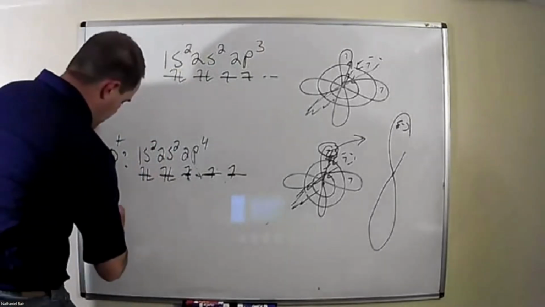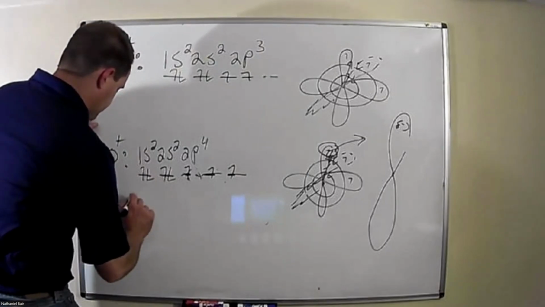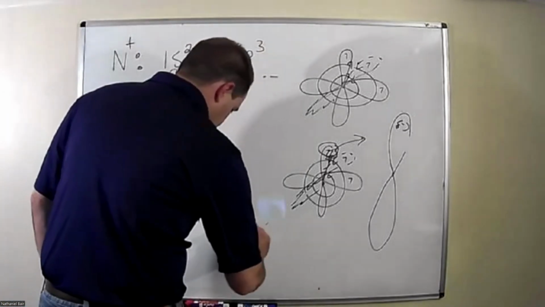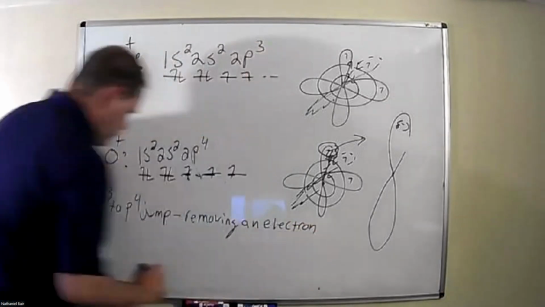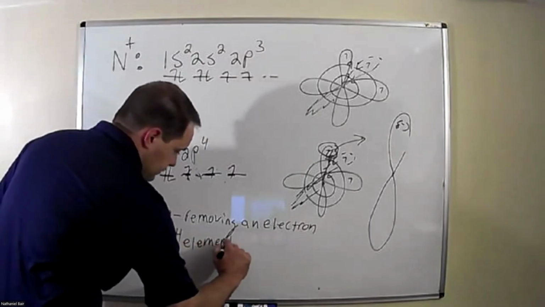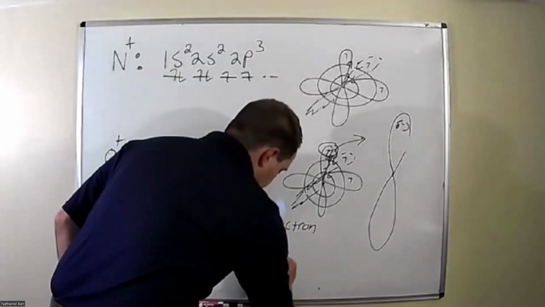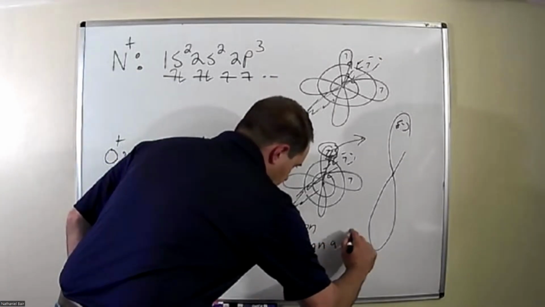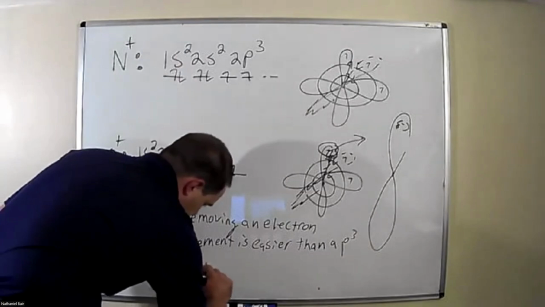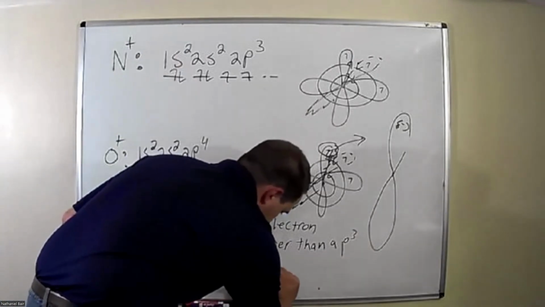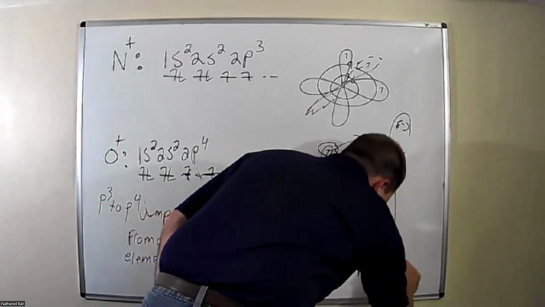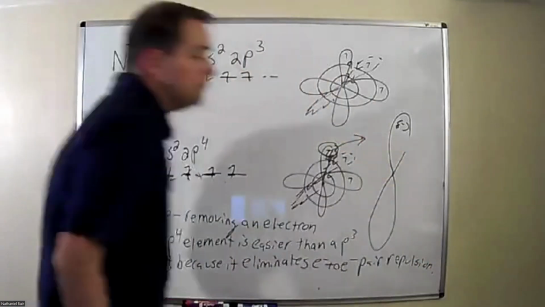So for what I call the P3 to P4 jump, removing an electron from a P4 element is easier than from a P3 element because it eliminates electron-electron pair repulsion. Pretty cool.